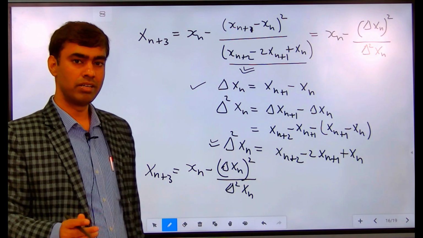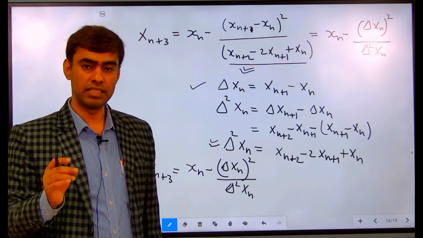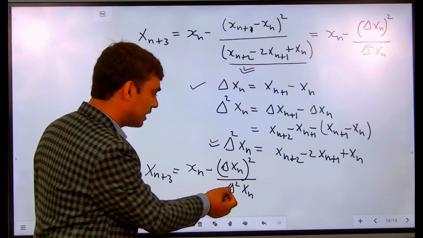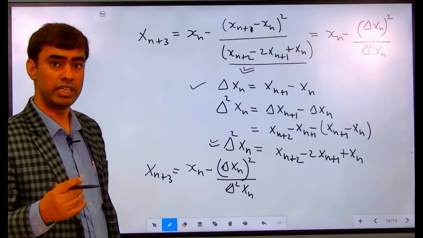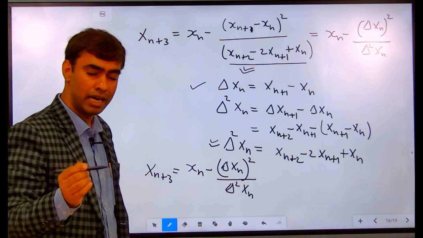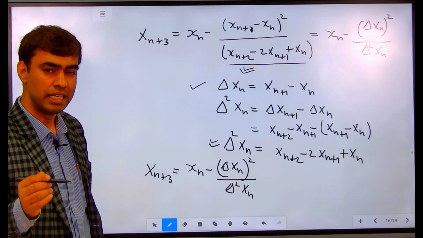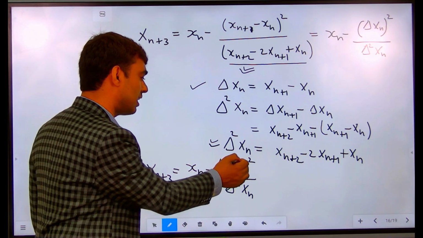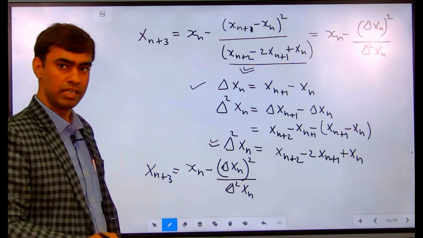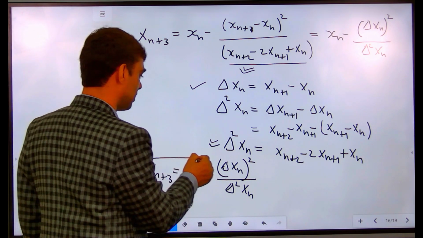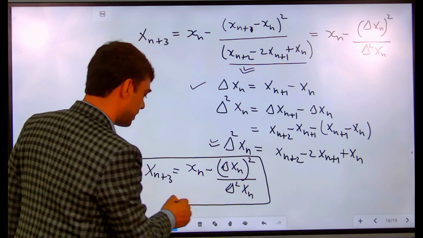Now, why is this called Aitken's delta square method? Because here there is a delta square, the second order forward difference. Here we use the concept of the second order forward difference, and the notation of a forward difference is delta. So we use x_{n+3} = x_n − (delta x_n)² / (delta² x_n). Due to this reason, this is called Aitken's delta square method.